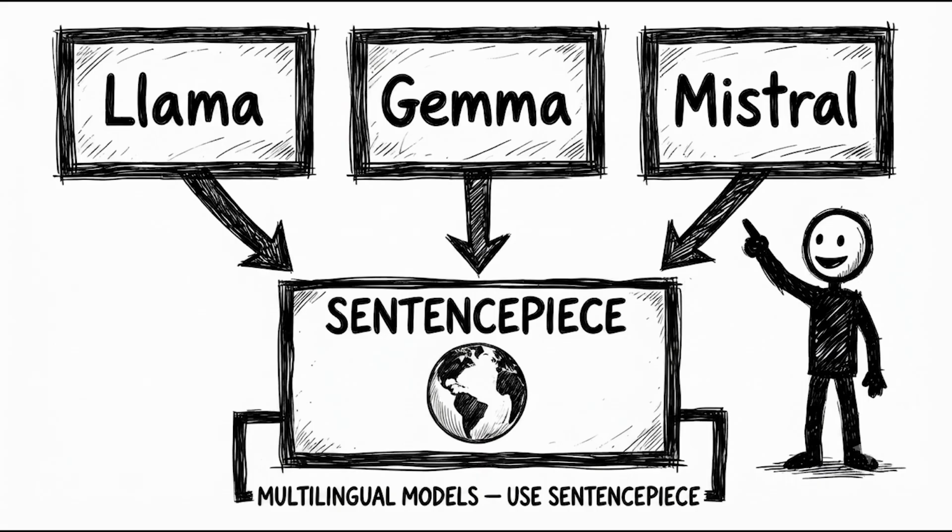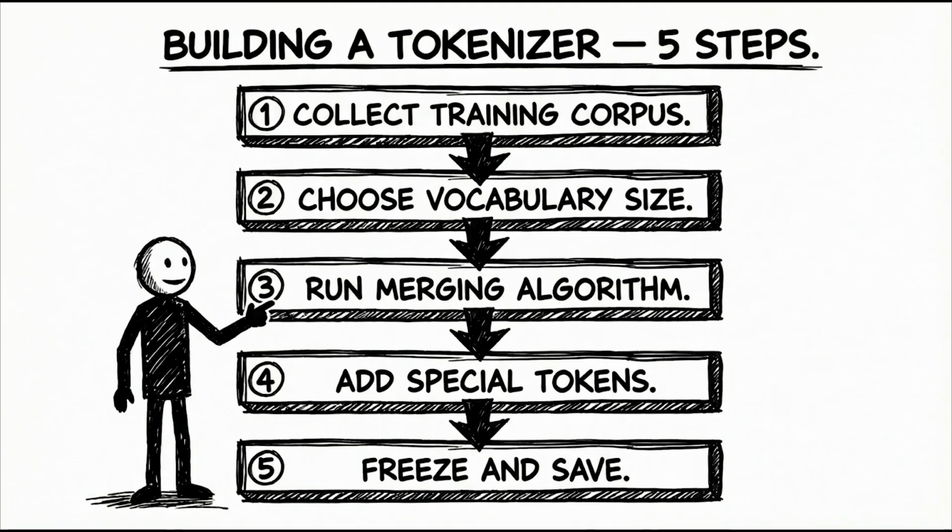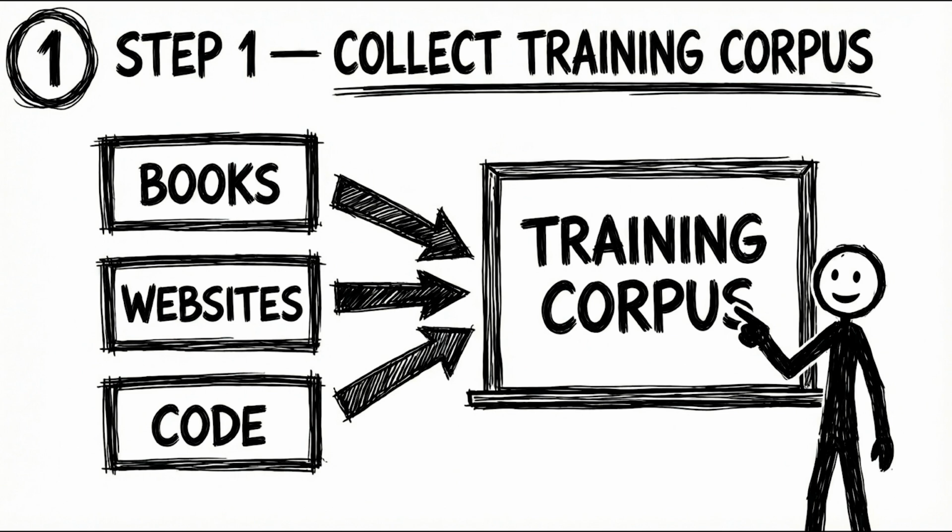Llama, Gemma, Mistral, and many other multilingual models use SentencePiece for exactly this reason. Now let's look at how a tokenizer is built. To build a tokenizer, there are 5 steps involved. Step 1. Collect a training corpus.